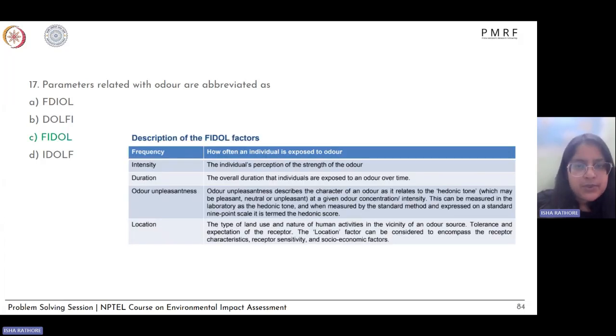So F stands for frequency, how often an individual is exposed to odor. I is intensity, how strong is the odor, the strength of the odor. D is duration, how long they have been exposed to this odor. O is odor unpleasantness, so the characteristics of that odor, how unpleasant or neutral or pleasant it is. And then last, L is location. So FIDOL is the set of parameters related with odor. So C is the correct answer.